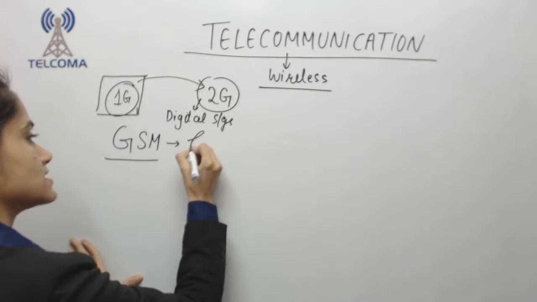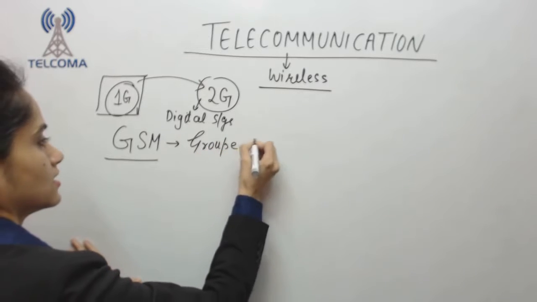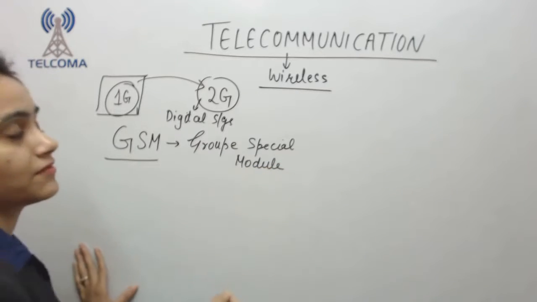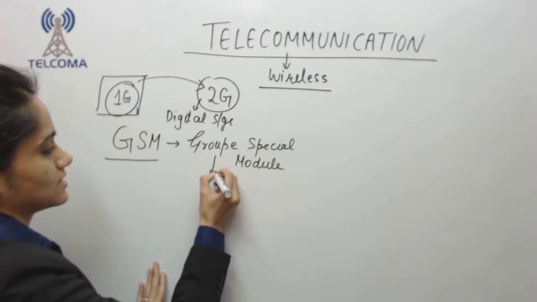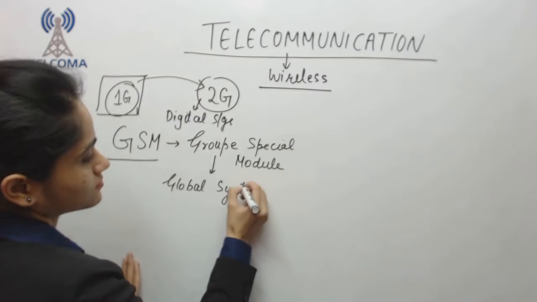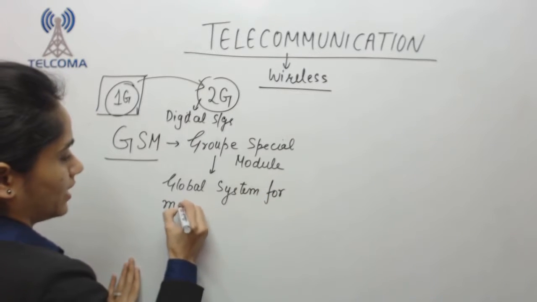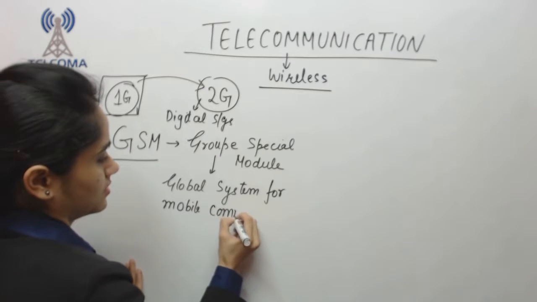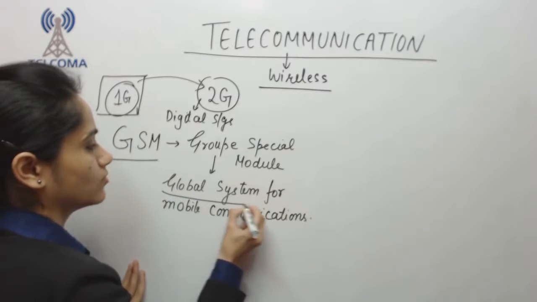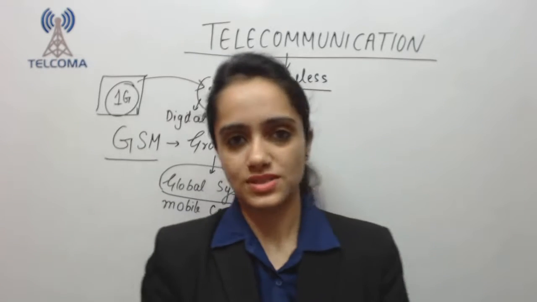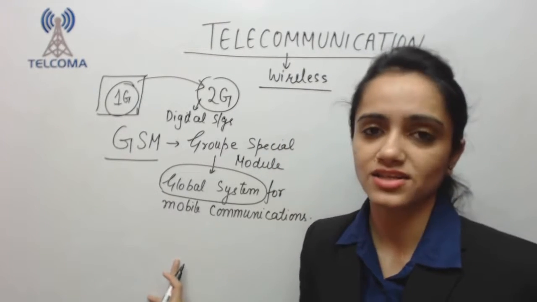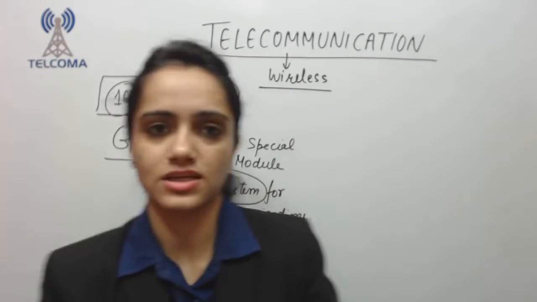When it was discovered, its name was Groupe Spécial Mobile. After it was globally accepted, its name changed to Global System for Mobile Communication, because it became a global standard, globalized. It is a very successful technology in the second generation for voice communication.